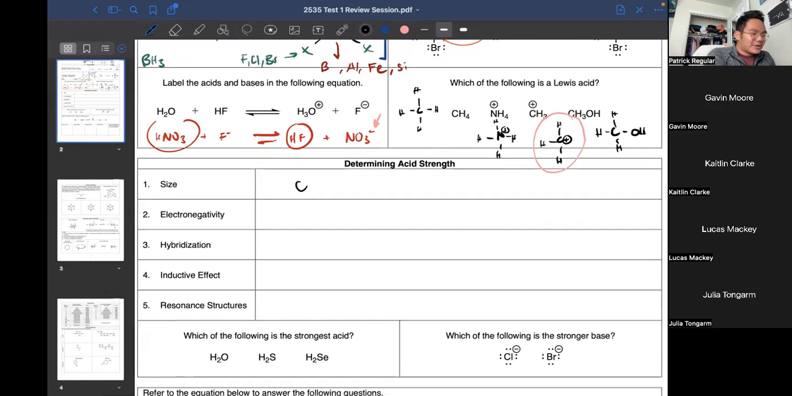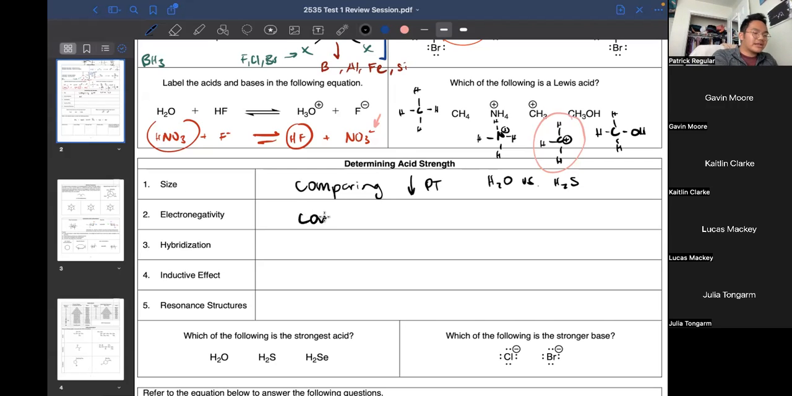When you are comparing down the periodic table, if you have something like H2O versus H2S, size matters. You'll get into it on the test too, don't worry. But if you have H2O versus H2S, which one's more acidic? It's going to be H2S.